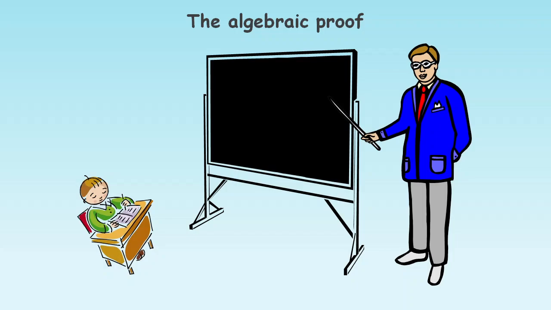Another really popular argument is called the algebraic proof, and it goes like this. Let x equal 0.9 recurring. So 10x is 9.9 recurring. Then we subtract the first line from the second, giving 9x equals 9. And so x must equal 1. This might look very clever, but just think about what's really going on here.